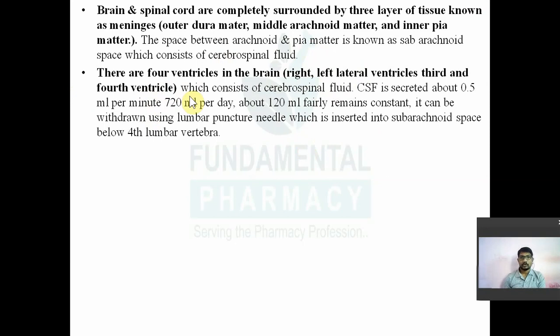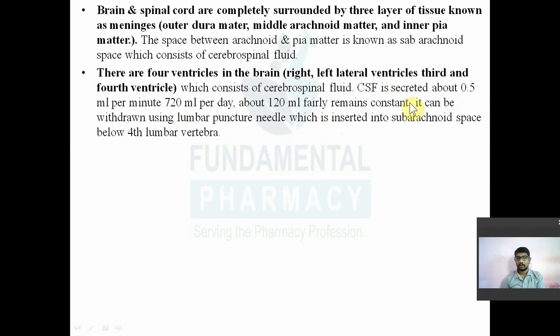These ventricles are the site of formation of cerebrospinal fluid. So where in the brain is CSF formed? It is formed in the ventricles, which contain cerebrospinal fluid. CSF is secreted about 0.5 ml per minute, which is nothing but 720 ml per day that your CSF is secreted.